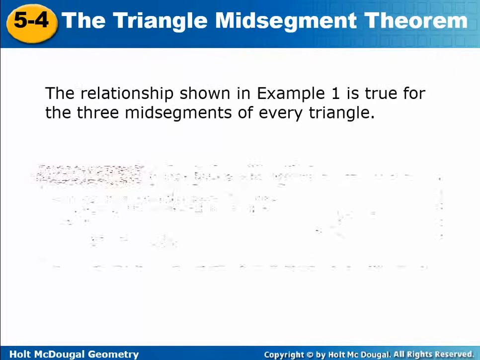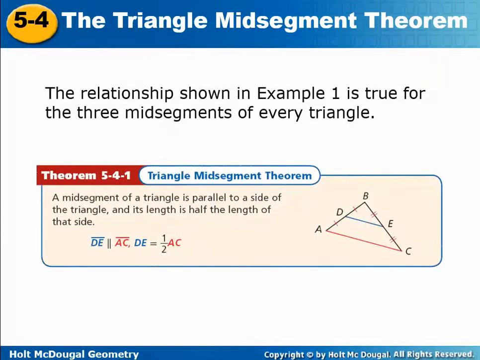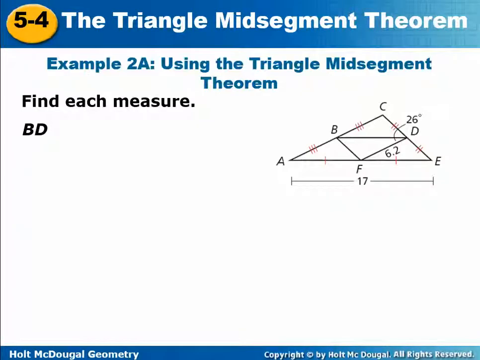Those are the steps. So this is a theorem, that the midsegment of a triangle is parallel to a side of the triangle, and its length is half the length of that side. That's the theorem, what we just showed. We just proved one case of the midsegment theorem. Now we're going to use the theorem. The rest of this section is really easy because you're just going to use that theorem.